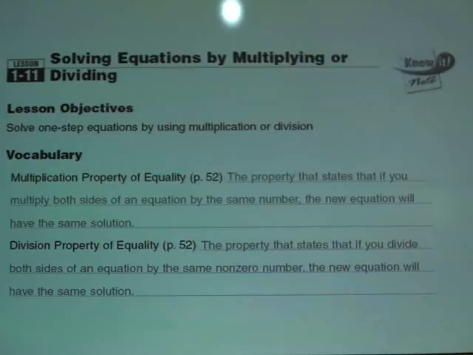That's the property that states that if you multiply both sides of an equation by the same number, the new equation will have the same solution. And that's the property we're going to use to solve division problems.